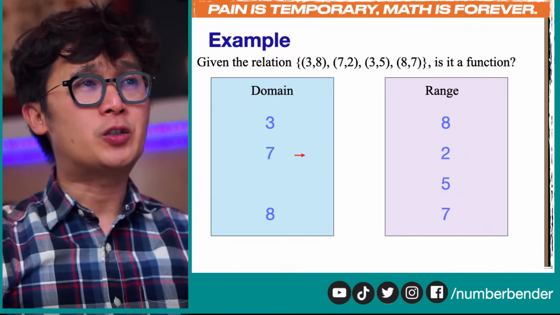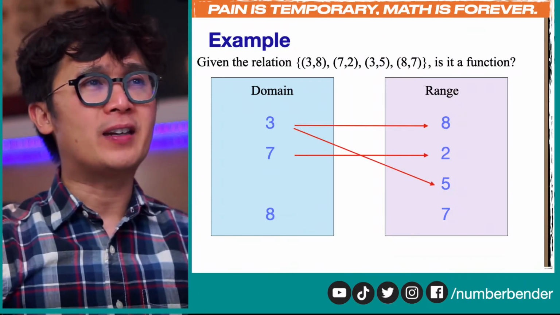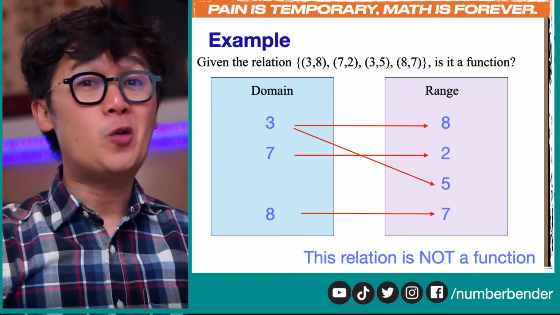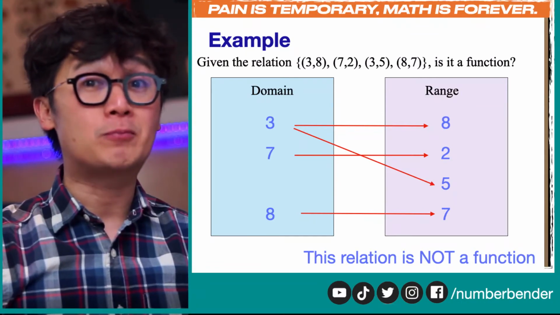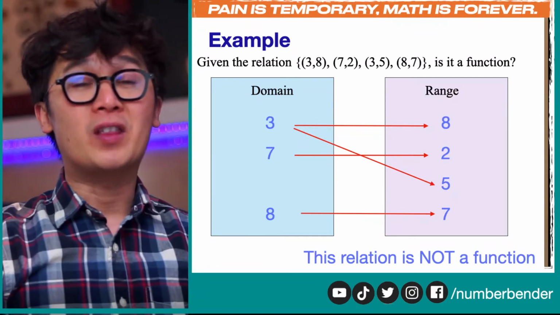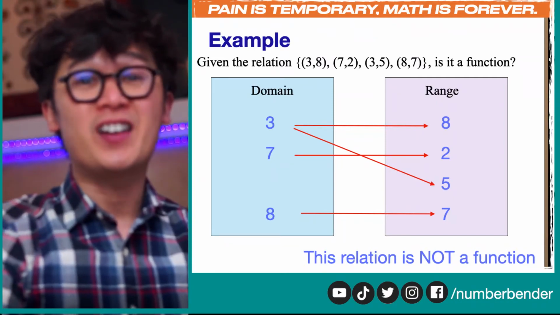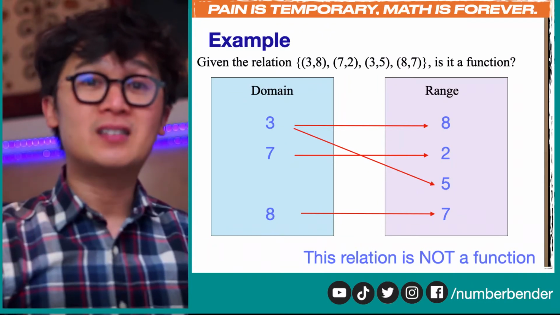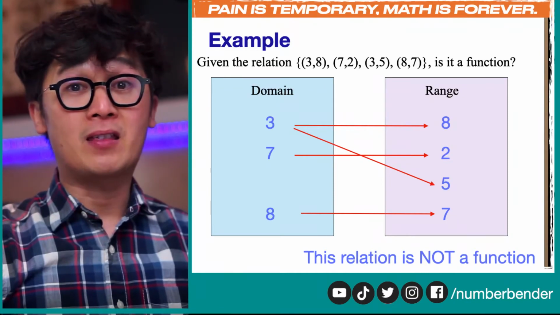So 7 is to 2, 3 is to 8, 3 is to 5, and 8 is to 7. Notice that one of our domains, x equal to 3, is mapped to two values of y. And when this happens, we can say that this relation is not a function because it defies the basic definition of a function relationship in mathematics.